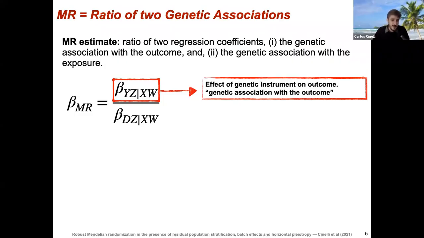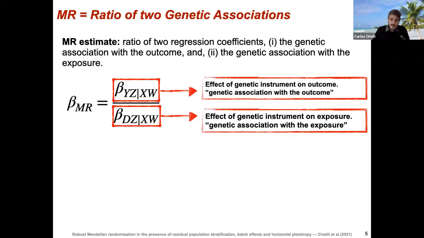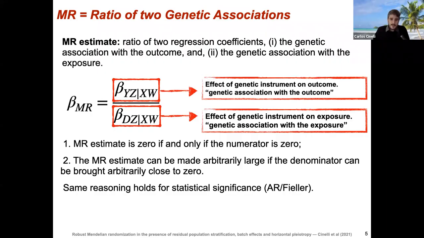Now it's easy to see here that the IV estimate will be zero if and only if the genetic association of the instrument with the outcome is zero. And it's also easy to see that the MR estimate can be made arbitrarily large if the denominator, the genetic association with the exposure, can be brought arbitrarily close to zero.